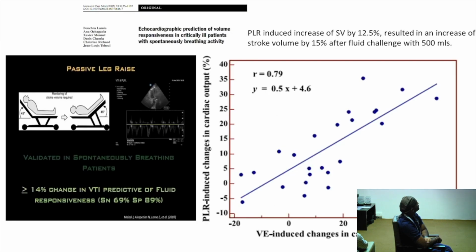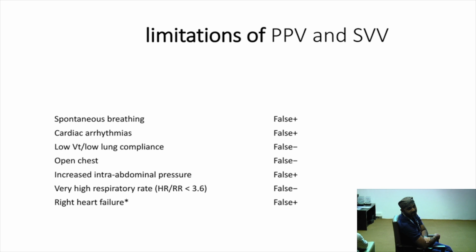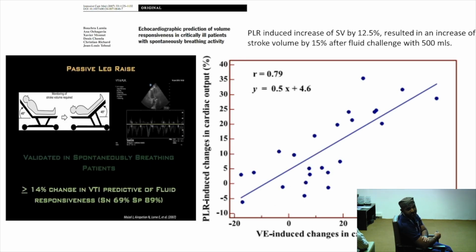Okay. So what do we do when you can't use PPV and SVV? We can use this test, which is a good test which we commonly use at the bedside, the passive leg raising test. Basically, you raise the legs, leading to increased venous return of fluid to the heart, and what you see is a 14% change in VTI. What is VTI? VTI is a surrogate of stroke volume or cardiac output. I'll tell you in further slides what VTI is.